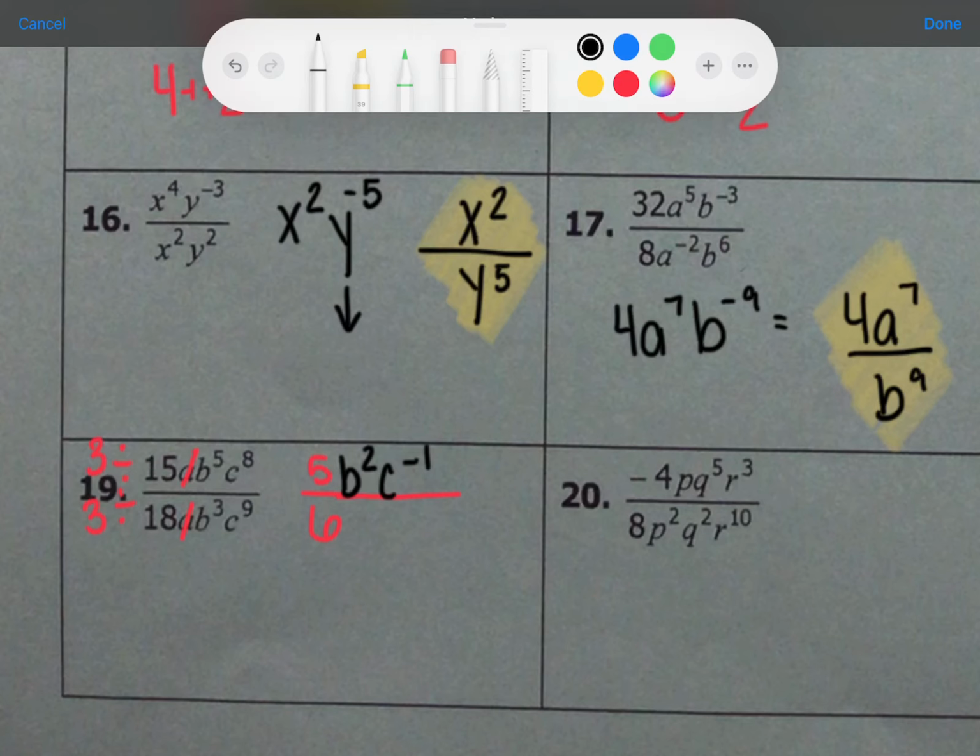Can I keep it like that? No, I have to move that C to the bottom. So I'm just going to move my C to the bottom. So hopefully that is what you had for your answer. 15 divided by 18 reduces to 5/6. B's become squared. C becomes to the negative 1, so we moved it to the bottom. The A's canceled out. Fix it if you missed it.